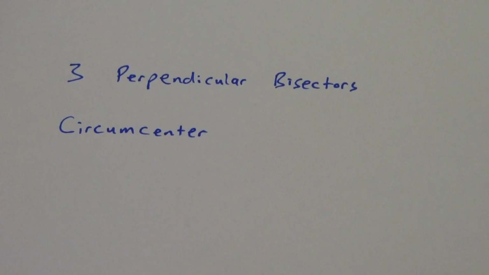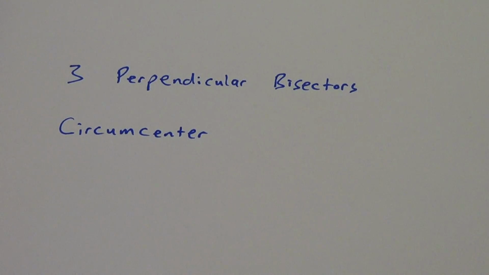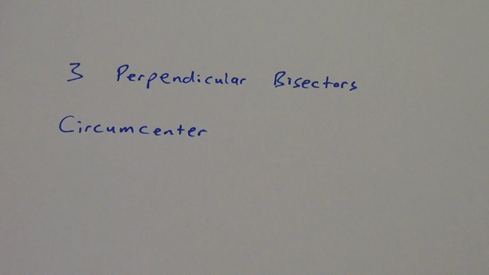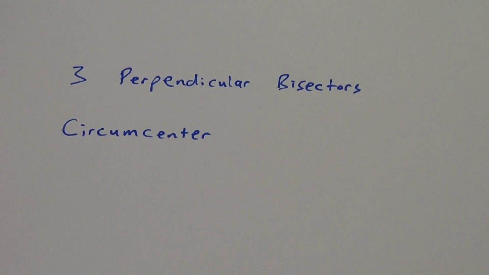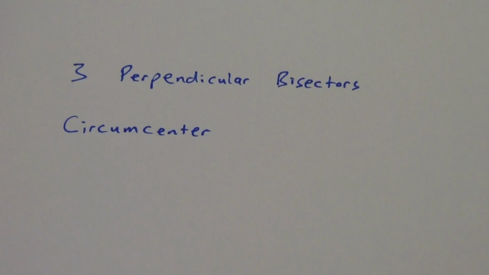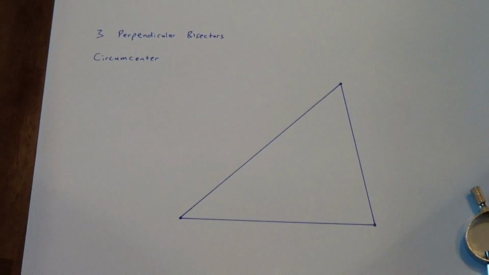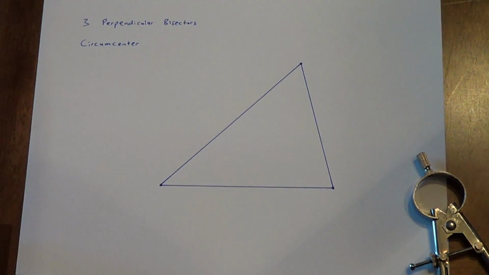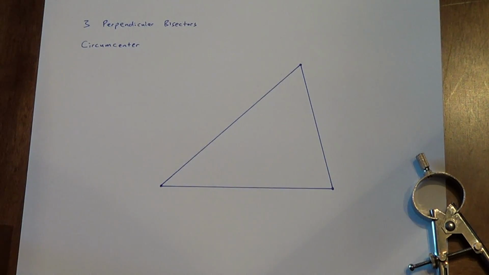Okay, we're now going to do 3 perpendicular bisectors on a single triangle. And what's cool about this is they all meet at a single point, and that point is called the circumcenter. So I'm going to do this triangle right here, and we're doing 3 perpendicular bisectors.